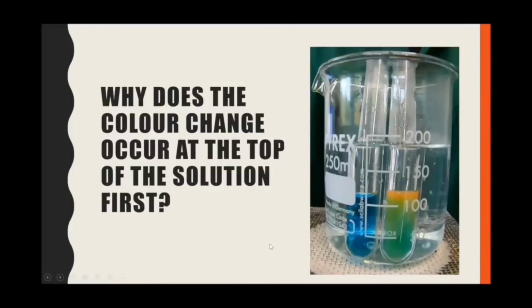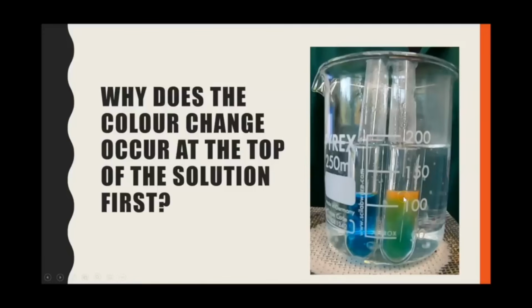Now you might have noticed in the beaker, as the reaction was occurring, that the colour changed at the top of my solution first. I've taken a shot from the video here where we can see that bright orange colour starting to form at the top first, and it's yellowy green and almost still blue down here at the bottom of the test tube. So this is the point to pause and have a think: why is it that the reaction is occurring first at the top of my solution?